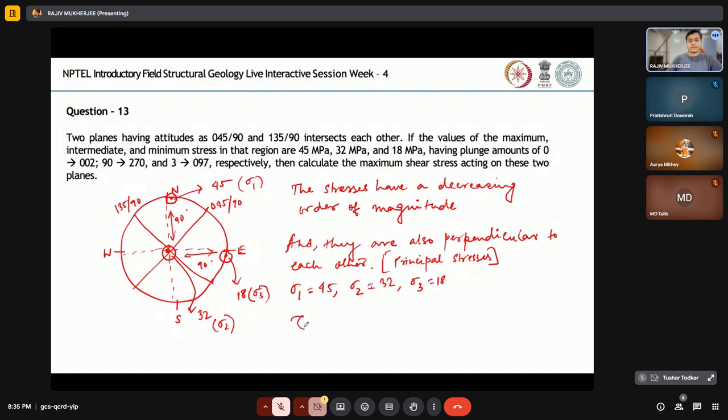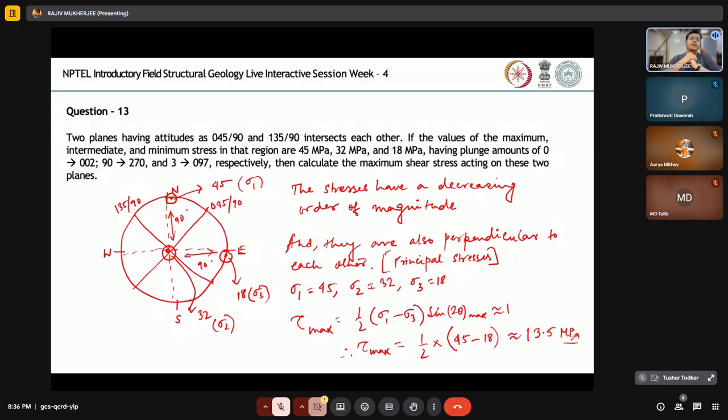And for maximum shear stress, tau is half times sigma 1 minus sigma 3 into sine of 2 theta, which has maximum value equivalent of 1, and therefore maximum shear stress tau maximum is half times 45 minus 18, which is roughly around 13.5 megapascal. Right? So this is the maximum shear stress acting on these two planes. These are the joint planes. So these are the conjugate shear fractures or joint planes. And they have experienced this much amount of shear stress.